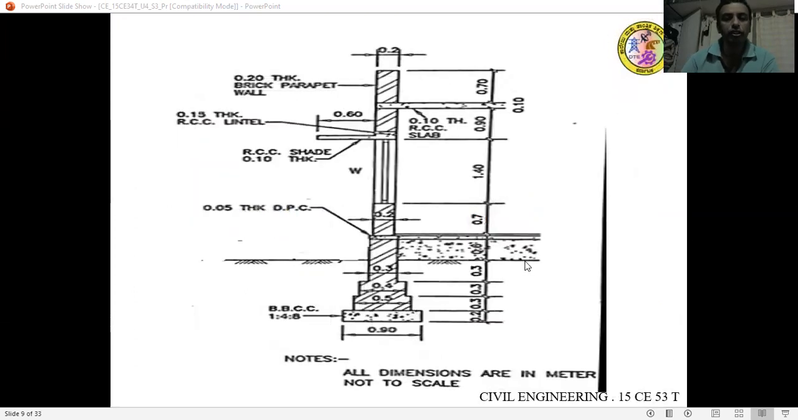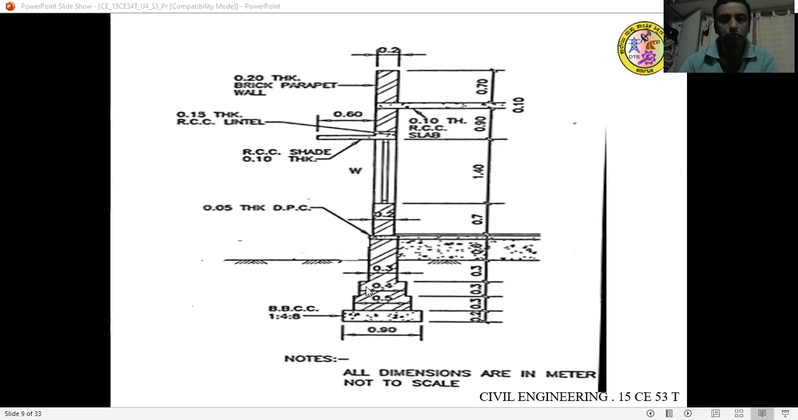Then this is the cross section of the particular wall. Here, different items of work are mentioned with some of the dimensions, width as well as depth. The bottommost portion of this item is called PCC, plain cement concrete 1:4:8. The PCC width is 0.9 meter, depth is equal to 0.2 meter. Above the PCC, the stone masonry is called the first footing. The width of the first footing is given 0.5 meter and the depth of the first footing is given 0.3 meter.